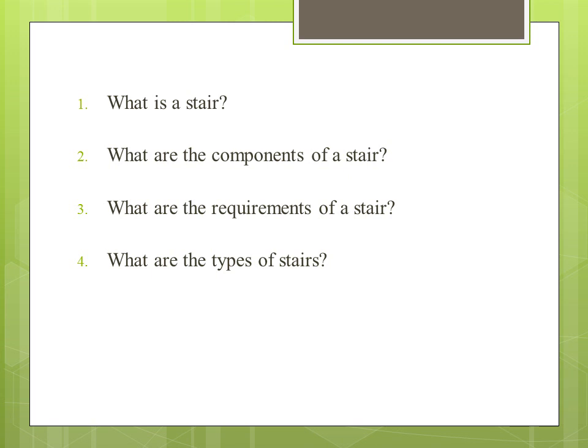We're going to learn the details of a stair, what its components are, what the requirements are that a stair should meet, what is the minimum number of steps, what is the maximum number of steps, and what the types of stairs are. A type may be based on the pattern in which it is provided, based on the material, like that. So these are the questions we are going to discuss today.